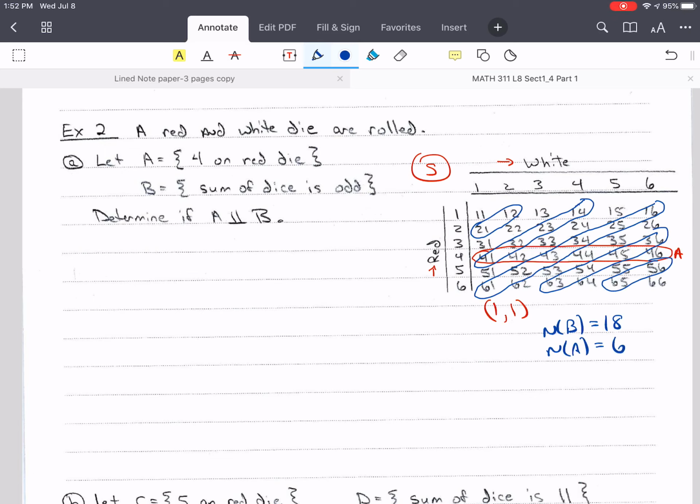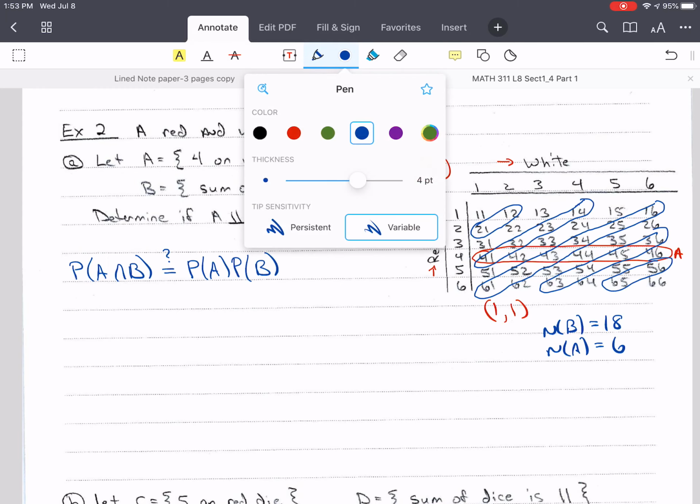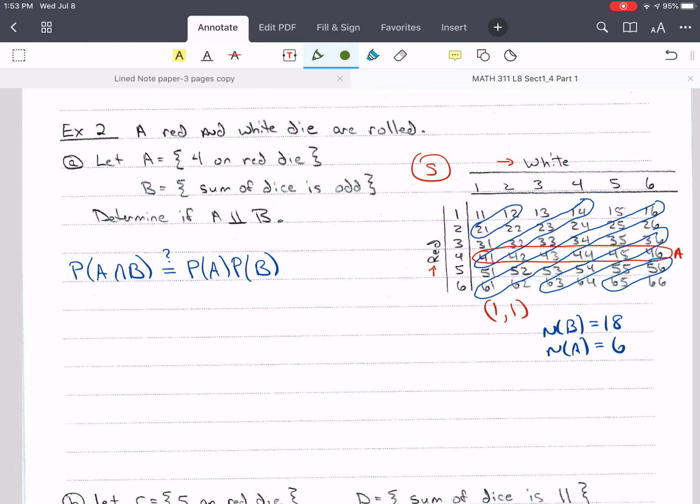All right. And we want to determine if A and B are independent. So here, the way to do this is the probability of A and B. And we want to know, is this equal to the probability of A times the probability of B? Now, we can use a different color, say green, and we'll see that here is an intersection, here is an intersection, and here is an intersection. So the probability of A and B is 3 over 36.